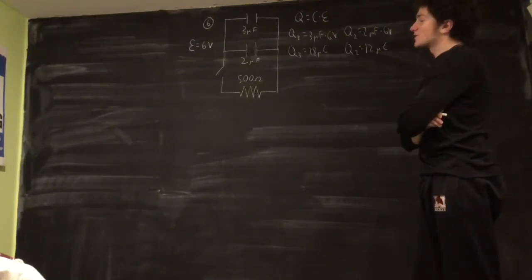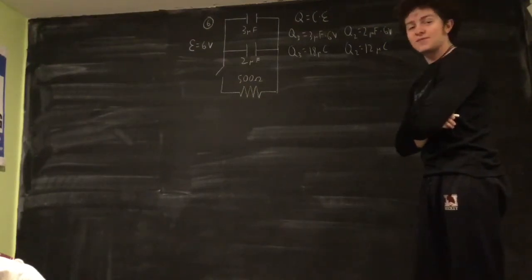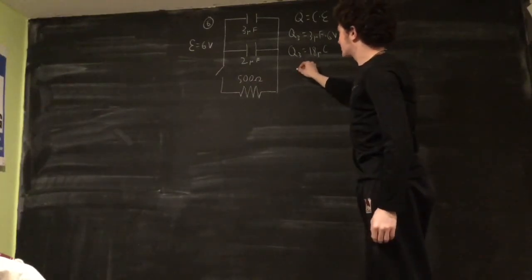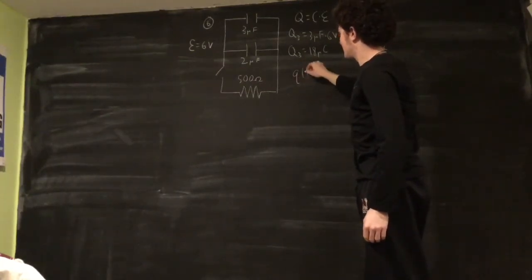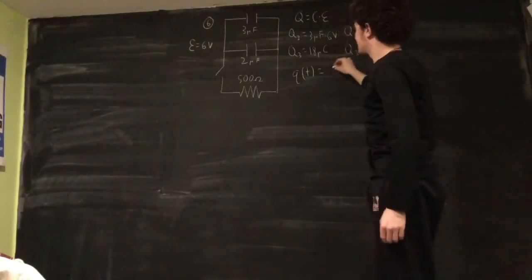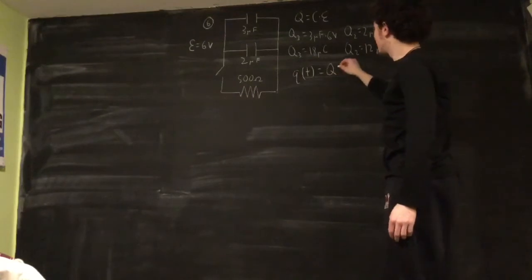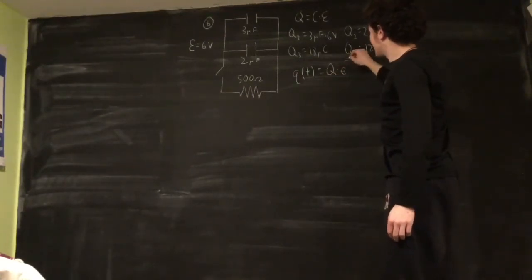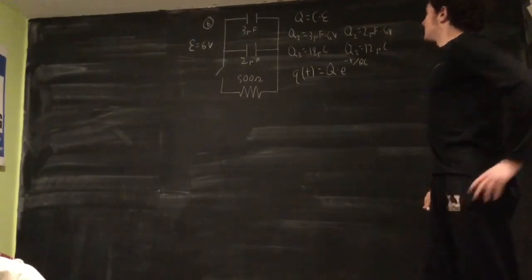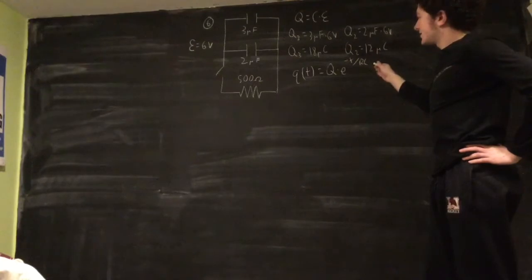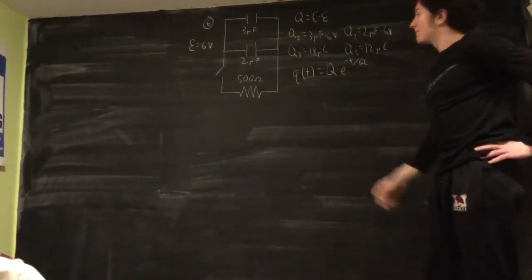We got to write an equation for the charge over time. And in an RC circuit, we know that Q of T is equal to original Q, denoted by a capital letter Q, times E to negative T over RC. Then we got Q, we got the R, and we got the C. I think this could be done.